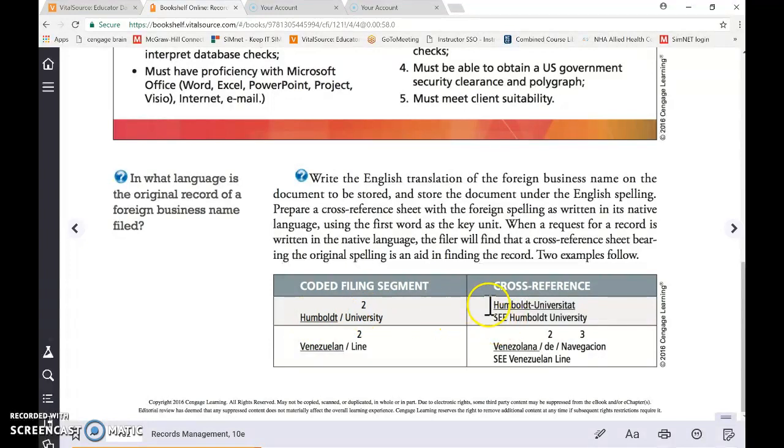But you would need to create that cross-reference for the original foreign language name. So this would be Humboldt-Universitat. That would be your cross-reference and referring back to the English version. For example, the Venezuelan line, the original name of that in the foreign language is, I cannot pronounce this, Venezuela de Navegación. As you can see, that then would have the C to Venezuela line, which is the English spelling or translation.